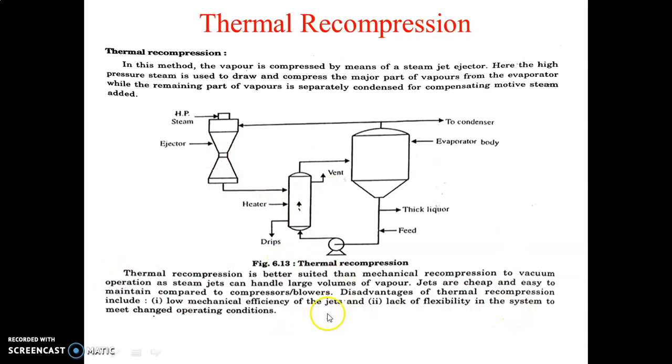But the disadvantage of this thermal recompression is that it has low mechanical efficiency, meaning output divided by input, as compared to a compressor, and lack of flexibility of the system to meet changed operating conditions. Flexibility means we have very limited options to change the parameters. So these are the two disadvantages of this system.